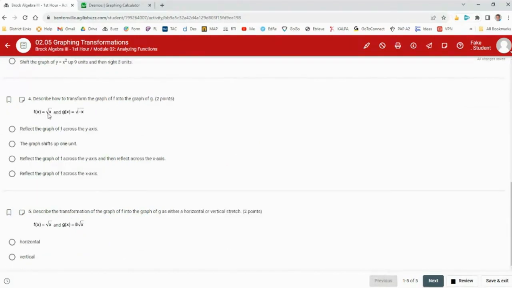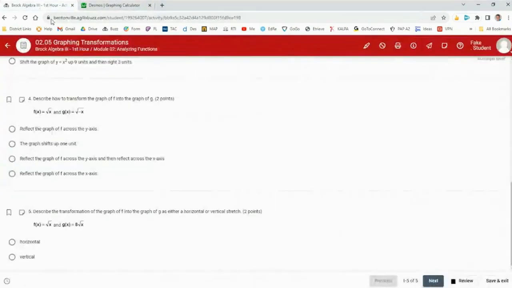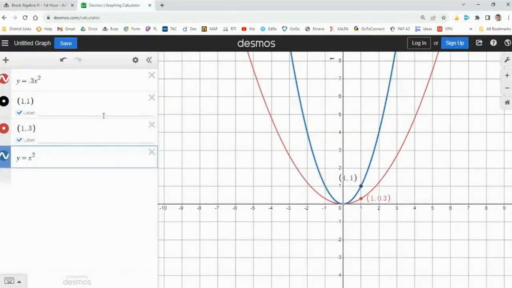The graph of square root of x to the square root of negative x. You may need to use Desmos to figure that out. But the negative is in with the x. And then this one, is this a horizontal or vertical stretch? So does this stretch it out horizontally or does it stretch it up and down vertically? Right? Just think about that.